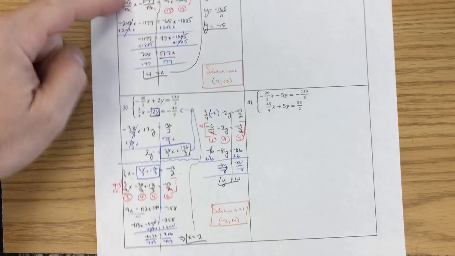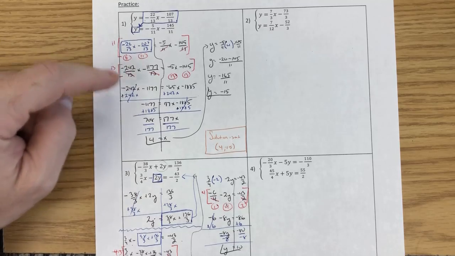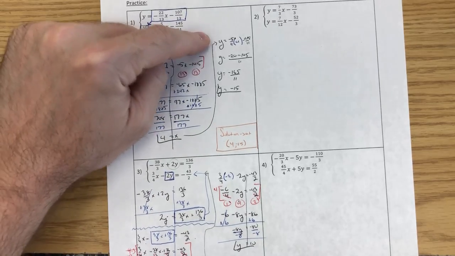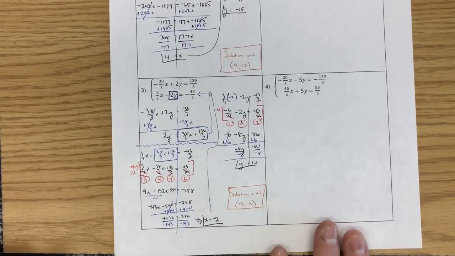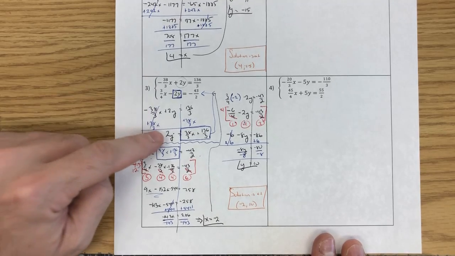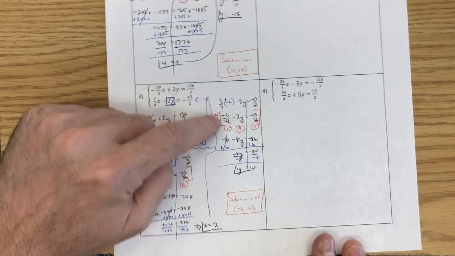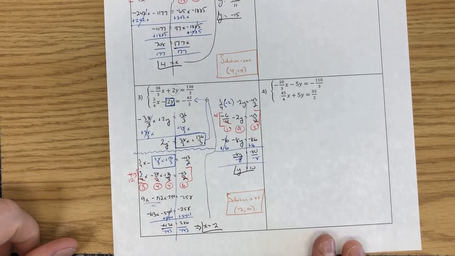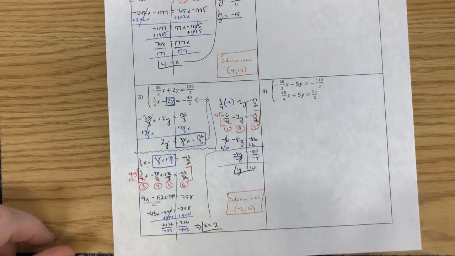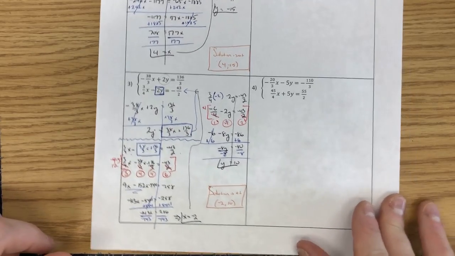Isolate and plug it in, like with number 1, solve it, plug it in again, solve it. With step 3, isolate and plug it in, solve it, plug it in, solve it. Substitution is a very simple process, even when they're complicated scenarios like this.